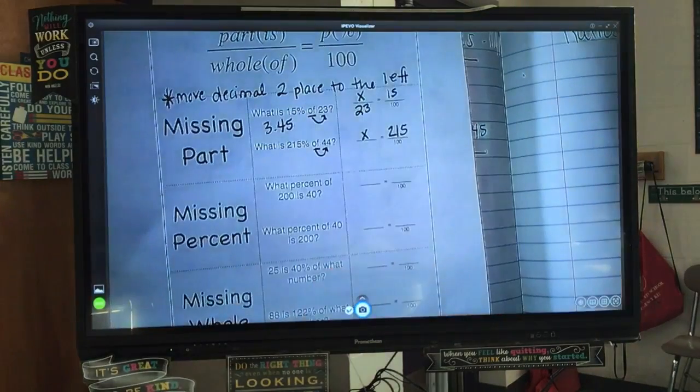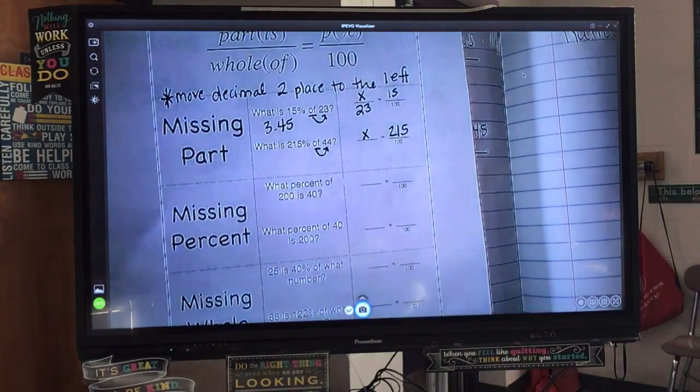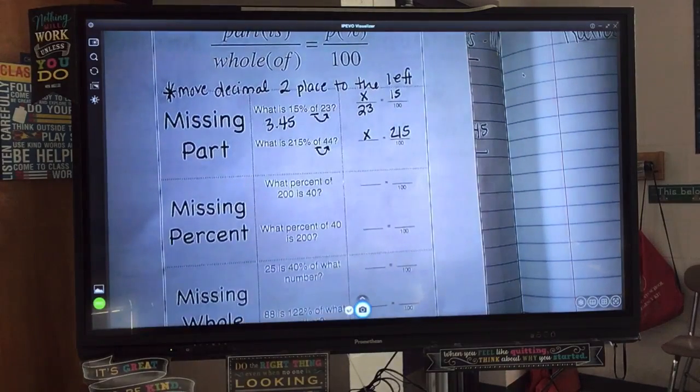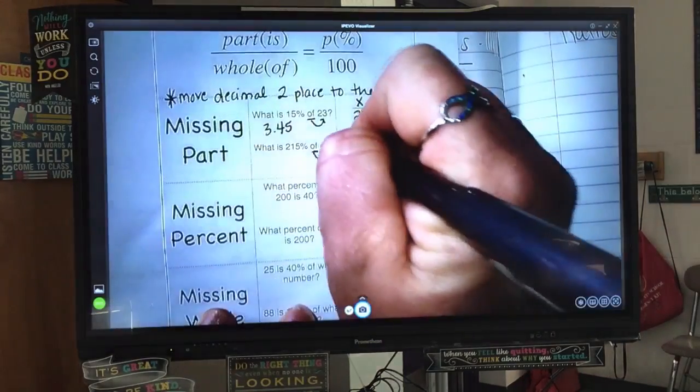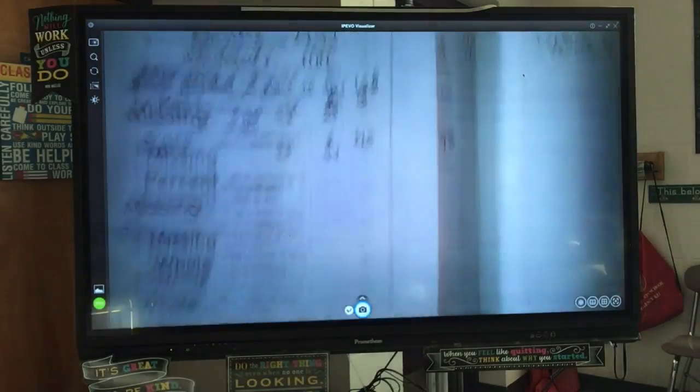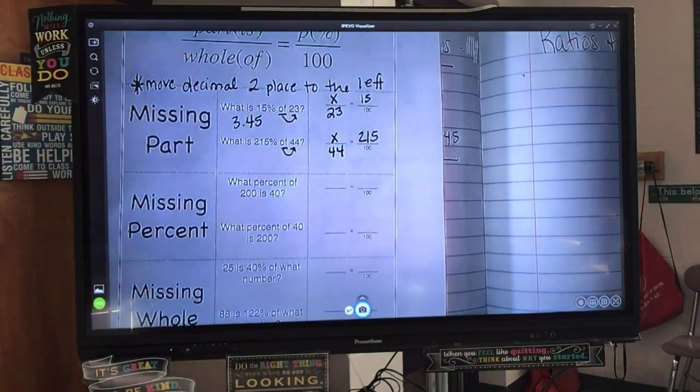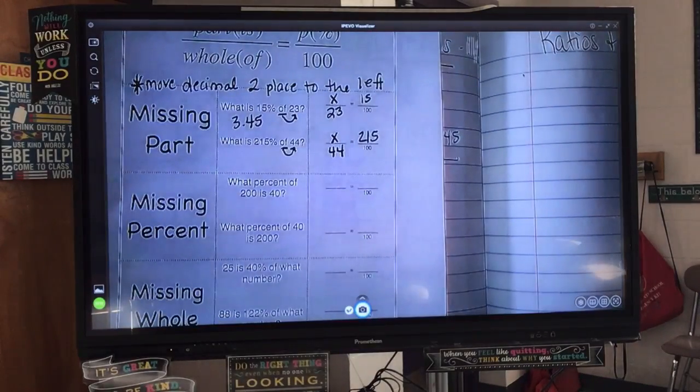And then, what's the only thing that's left? What's the only thing that's left open up there? Elisa. 44. Alright. Which method do you want to use? You want to move where we move our decimal, or do you want to do the cross multiply and then figure out how many we had?